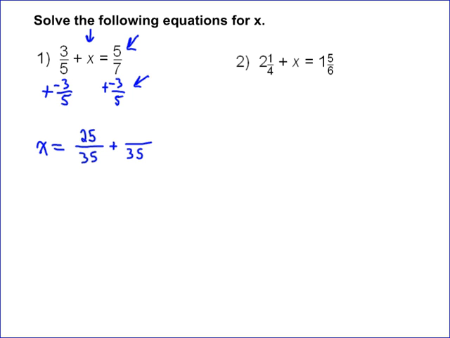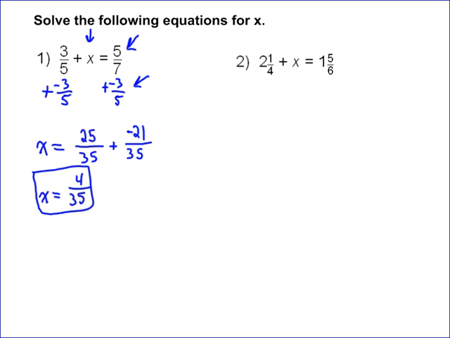And then what did I multiply by 5 to get to 35? Well, it's 7, so I multiply the negative 3 by 7, I get negative 21. Now the problem is easy. 25 plus negative 21 is 4 over 35. And that's your answer. If you want, you could go back and check it. 3/5 plus 4 over 35, well, that would be 21 over 35 plus 4 over 35, which is 25 over 35, which does equal 5/7.